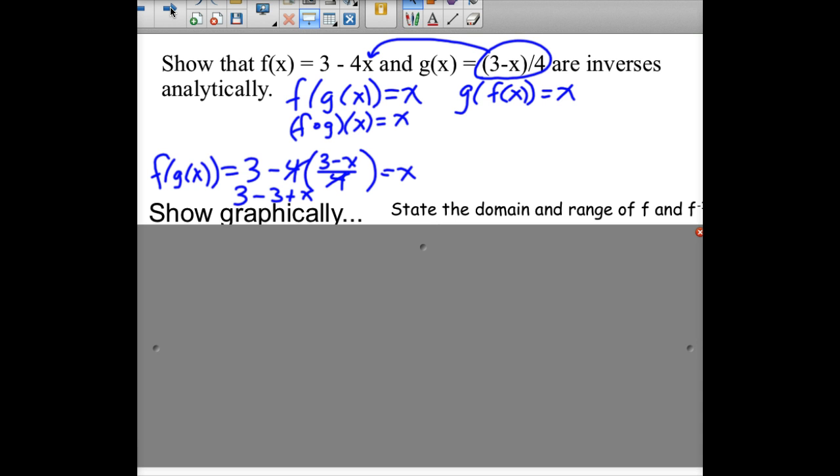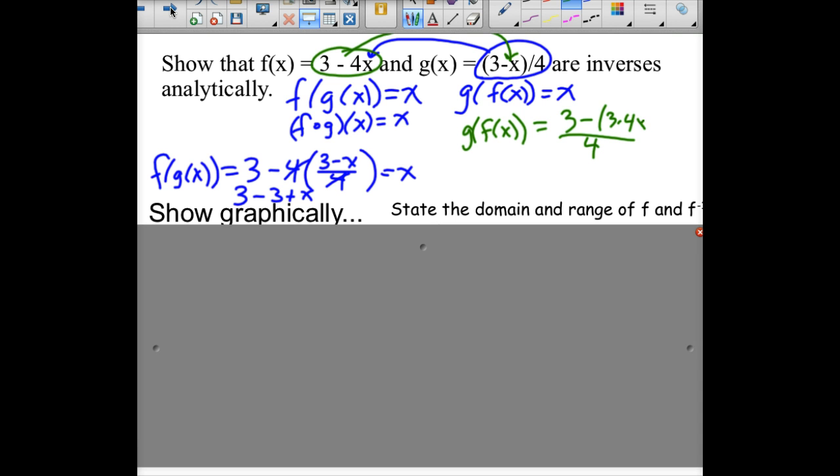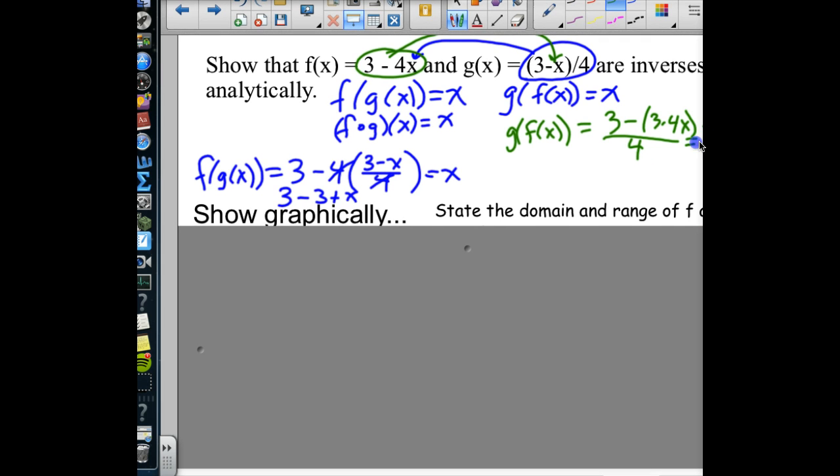Then let's show the other one, g of f of x equals x. So I'm going to put f of x into the g function in place of the letter x. So g of f of x is going to be (3 minus x) over 4. And instead of x, I'm going to have 3 minus 4x. Remember the parentheses, because I'm subtracting a quantity, I have to subtract each part. So 3 minus 3 plus 4x. I'm going to distribute, oops.